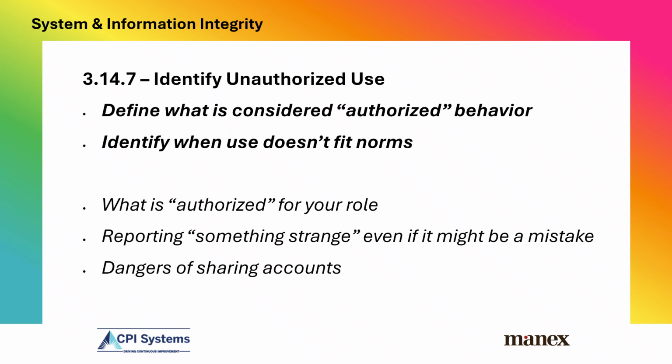Control 3.14.7 is about identifying unauthorized use. Define what is considered authorized behavior. Identify when use doesn't fit those norms. For Sam and Malone, Malone's system flags logins to Sam's account at midnight from a new device. Malone calls Sam to confirm it was not her. Account access is locked until the risk is cleared.